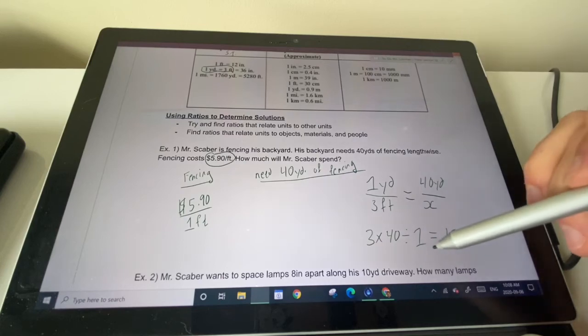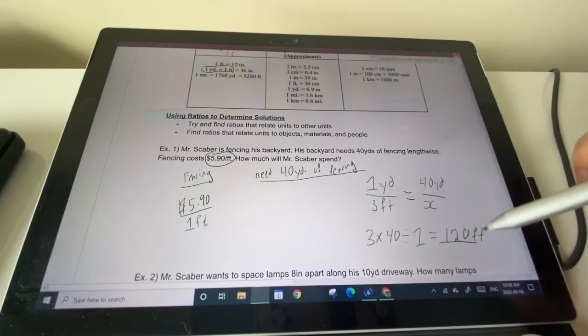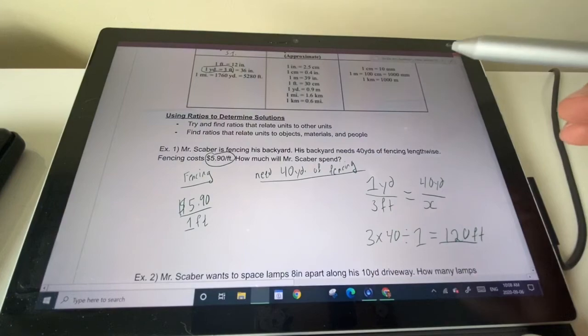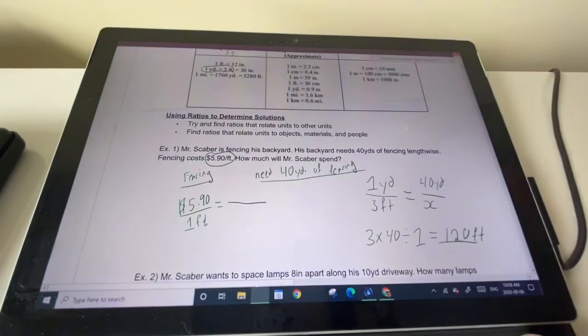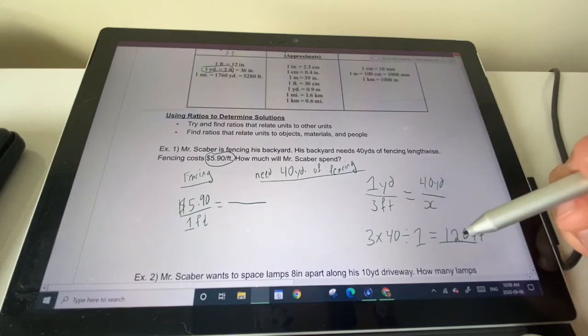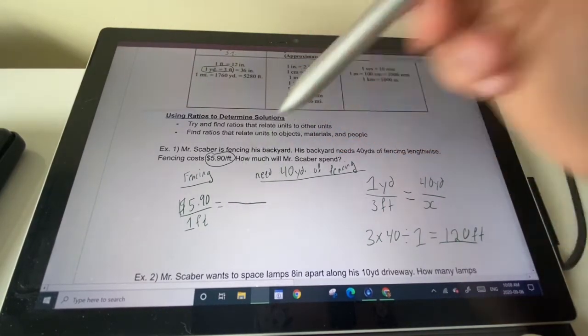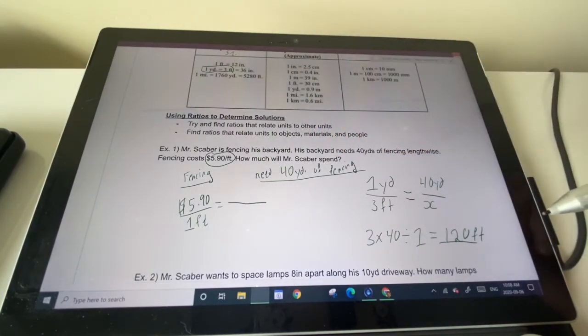So we have this, and we can use this number to figure out how much money that's going to cost Mr. Skaber. So I'm going to put an equal sign. It's the same situation. I need to put the same units on the bottom and solve for the top number, which would be the amount of money.